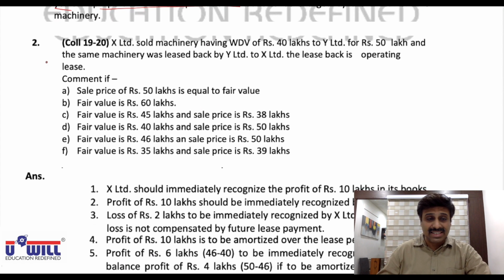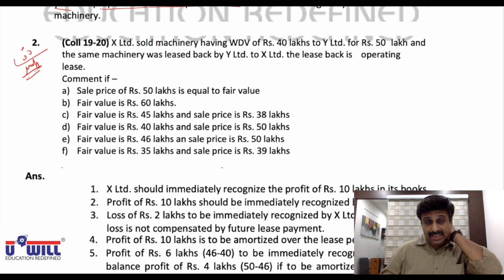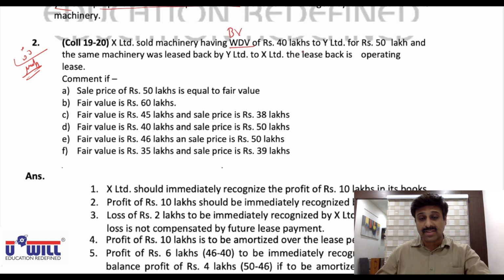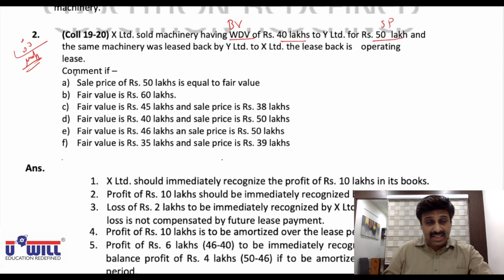Now important is this second question, where we will be using that diagram which I made you write. X Limited sold machinery having WDV, means book value, of rupees 40 lakhs, to Y Limited for rupees 50 lakhs, means selling price. Same situation, only 40 and 50, but there are different situations of fair value. And the same machinery was leased back by Y Limited to X Limited. So sale and lease back. Now this is important. The lease back is operating lease. That's why all the complications arise.